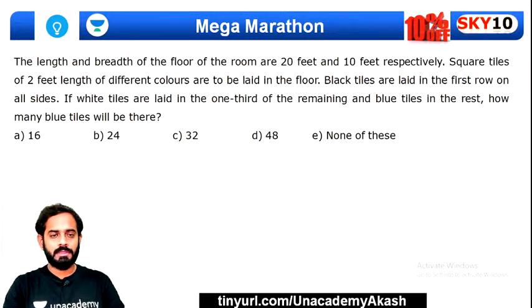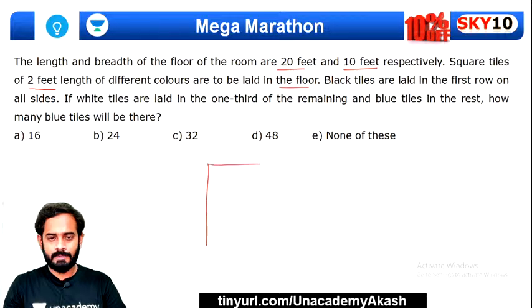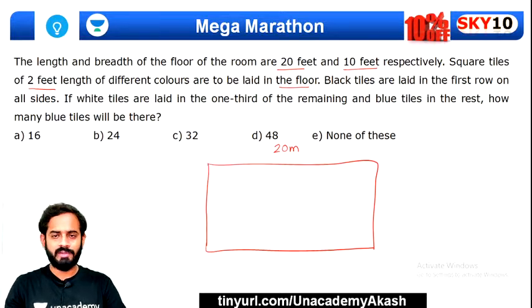Fine. The length and breadth of floor of room are 20 feet and 10 feet respectively. Square tiles of 2 feet length of different colors are to be laid in the floor. Okay, so we have this rectangular field like this. Now its dimensions are, let's say, 20 meters, whatever you write, 20 meters or feet, whatever you want, and 10 meters.